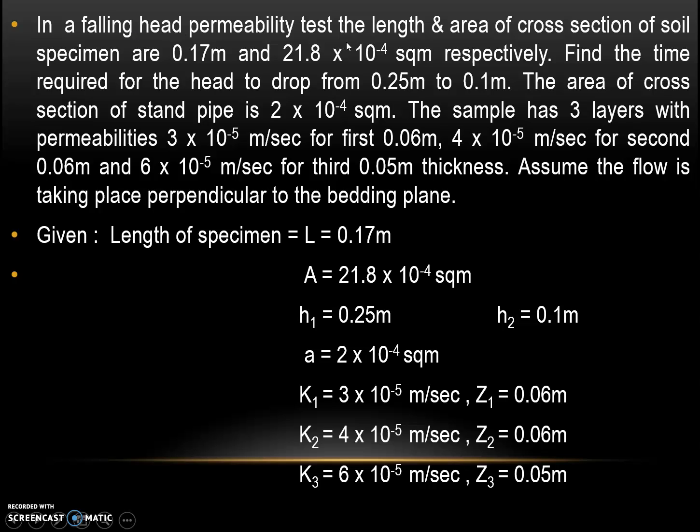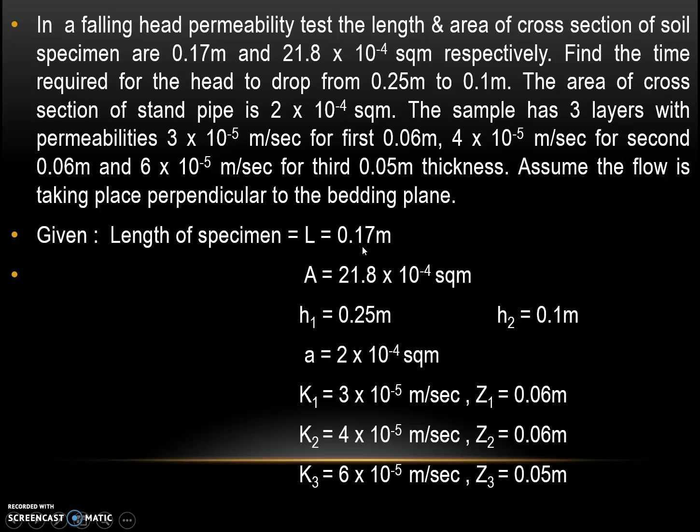In a falling head permeability test, the length and area of cross section of the soil specimen are 0.17 meter and 21.8 into 10 raised to minus 4 square meter respectively. Find the time required for the head to drop from 0.25 meter to 0.1 meter. The area of cross section of the standpipe is 2 into 10 raised to minus 4 square meter. The sample has 3 layers with permeabilities 3 into 10 raised to minus 5 meter per second for the first 0.06 meter, 4 into 10 raised to minus 5 meter per second for the second 0.06 meter and 6 into 10 raised to minus 5 meter per second for the third 0.05 meter thickness. Assume the flow is taking place perpendicular to the bedding plane.